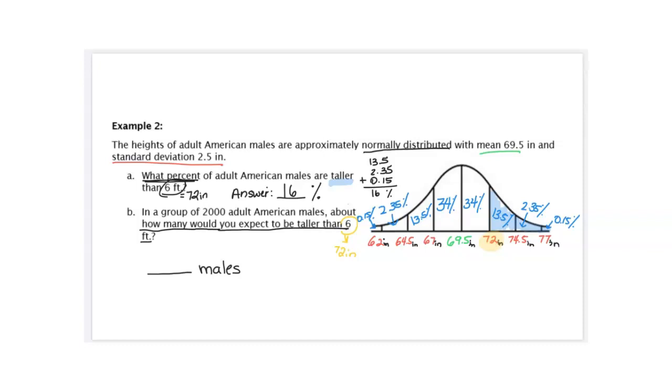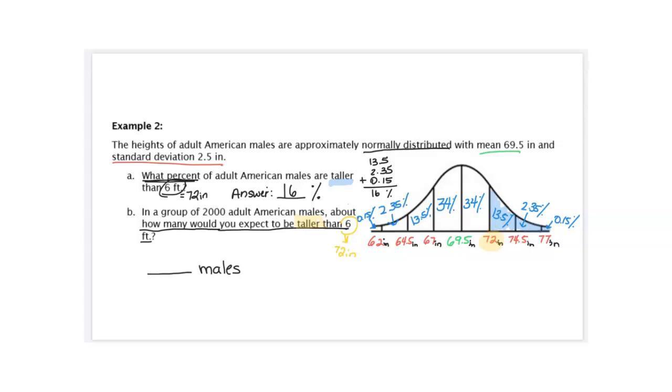Another key word is taller. So we're looking at about how many males are expected to be taller than 6 feet out of the 2,000. Remember our last problem, we were also looking at taller than that 6 feet, or the 72 inches. So we're still looking at this interval of space.